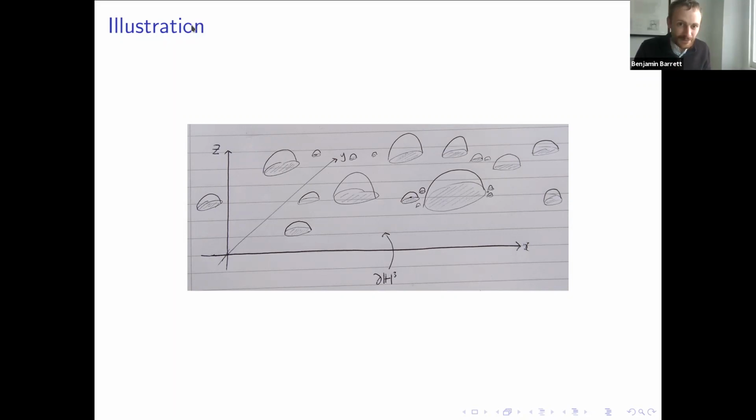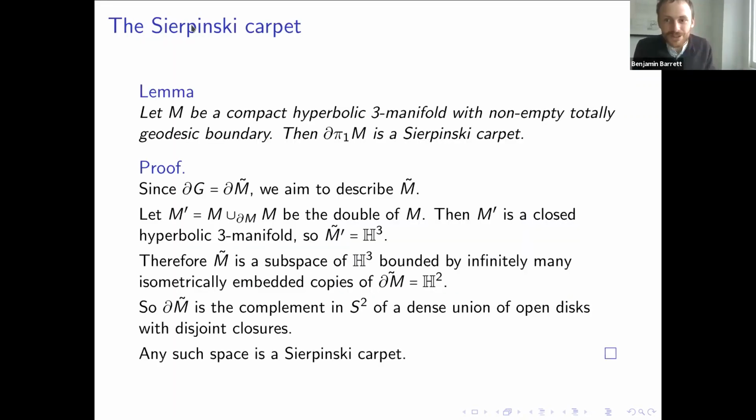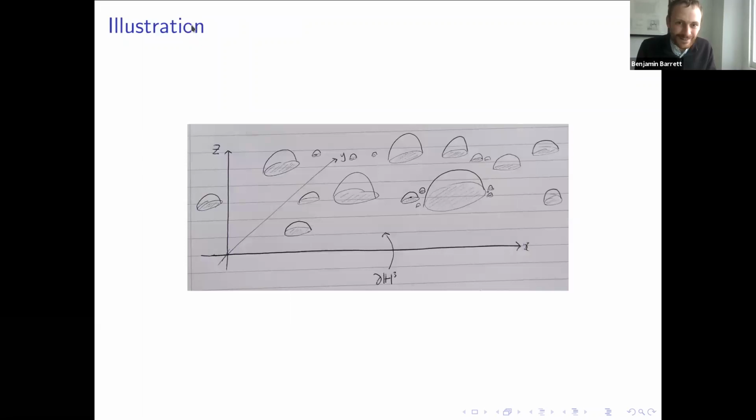Any other questions at all, or I'll move on? Yeah, I had a question. Can those hyperplanes intersect at infinity? So no, I need them not to intersect at infinity, because of this disjoint closures condition. We need these open disks that I'm removing to have disjoint closures to be able to apply this theorem that lets us deduce that it's a Sierpinski carpet. And happily, that is actually the case.